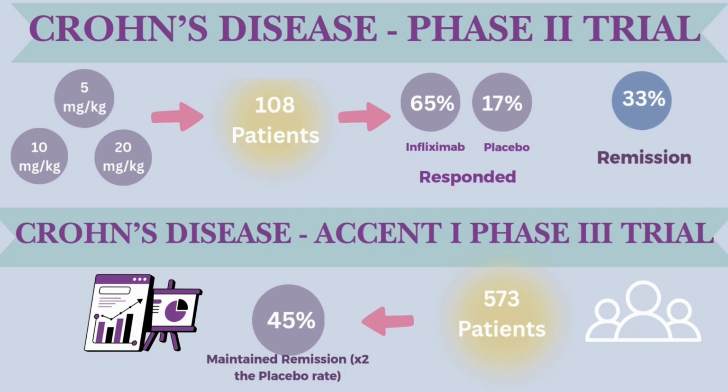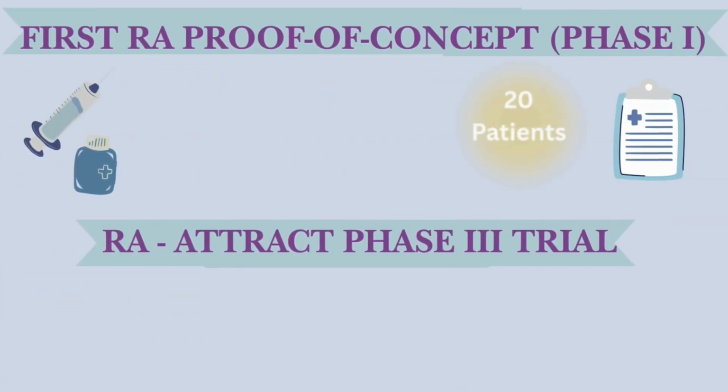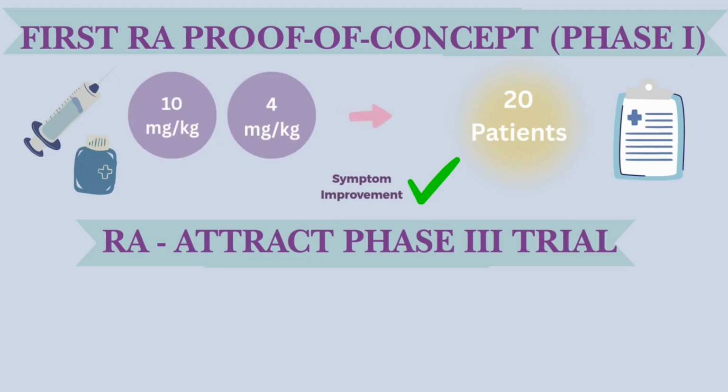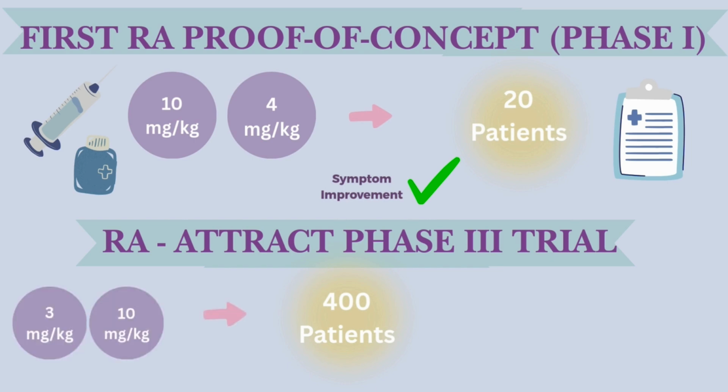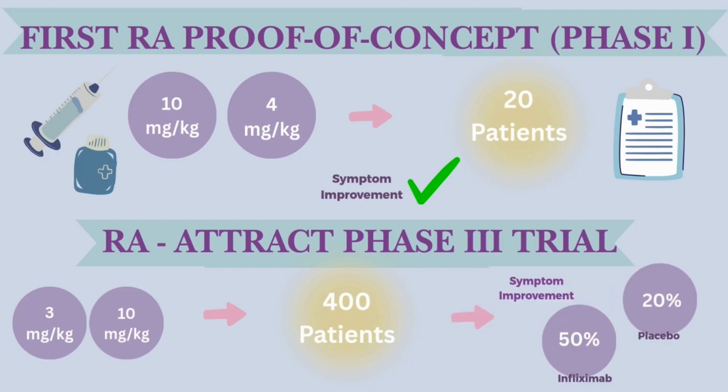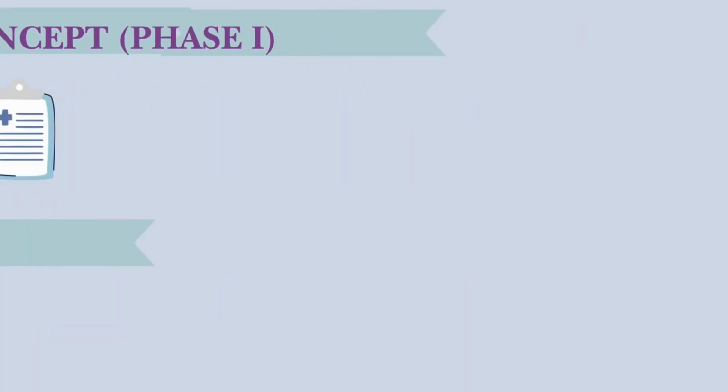In RA, early trials of infliximab in 20 severe patients showed symptom improvement with 4 or 10 milligrams per kilogram doses. The phase 3 ATTRACT trial confirmed this. Over 400 patients on methotrexate were randomized to infliximab at 3 or 10 milligrams per kilogram every 4 or 8 weeks, or placebo. By week 54, approximately 50% of patients on infliximab showed improvement in RA symptoms compared to just 20% in the placebo group. This led to FDA approval.